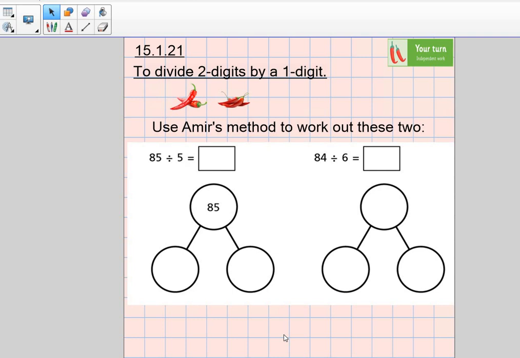Chilly 2s and 3s, can you use Amir's method to work out these two? 85 divided by 5 and 84 divided by 6. Pause the video and have a go.